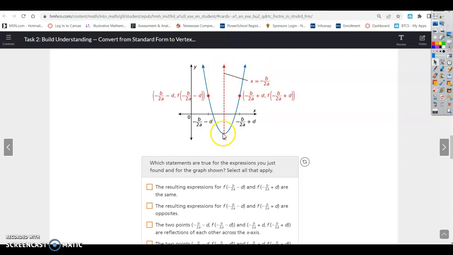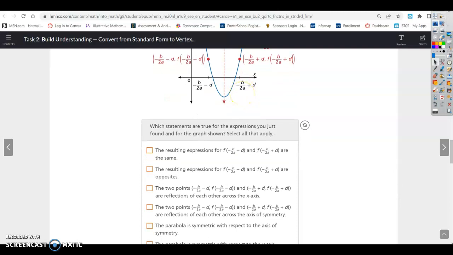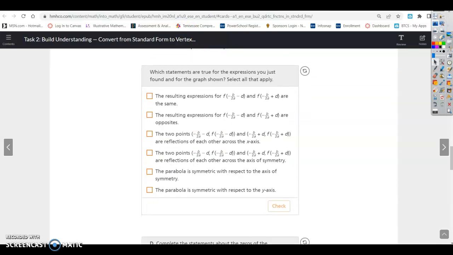And then what this is basically saying is take your vertex and subtract a number to find a point on the left. Take your vertex and add a number to find a point on the right. If you subtract 2 and then add 2 from the vertex, you're going to get 2 points that are symmetric. When you graph it, it will be a reflection across the axis of symmetry. Again, this is written in algebraic form. It looks very confusing, but that's basically all they're doing. So it says which statements are true for the expression you just found and for the graphs shown.